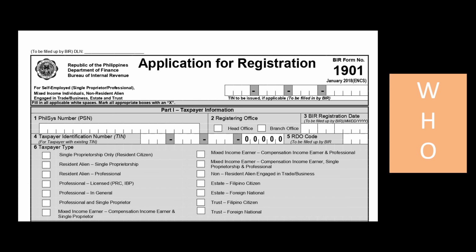So when you register as a taxpayer, you have to consider which classification or which taxpayer type would be best suited for you. So if you're all three in the mixed income earner category, you are only an employee and a professional, or an employee and a business person, then you choose the appropriate box.